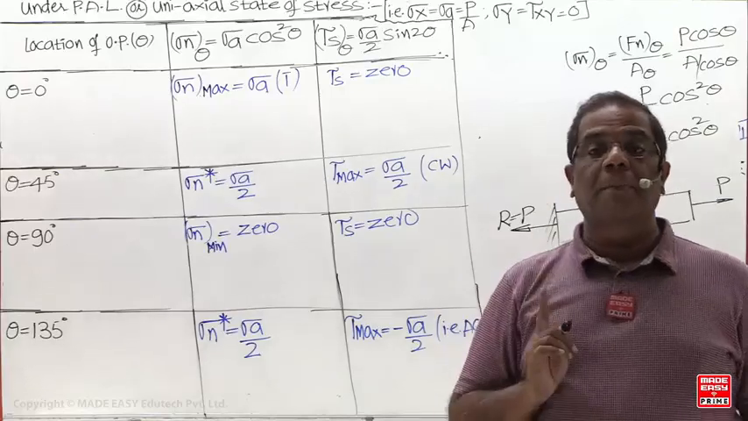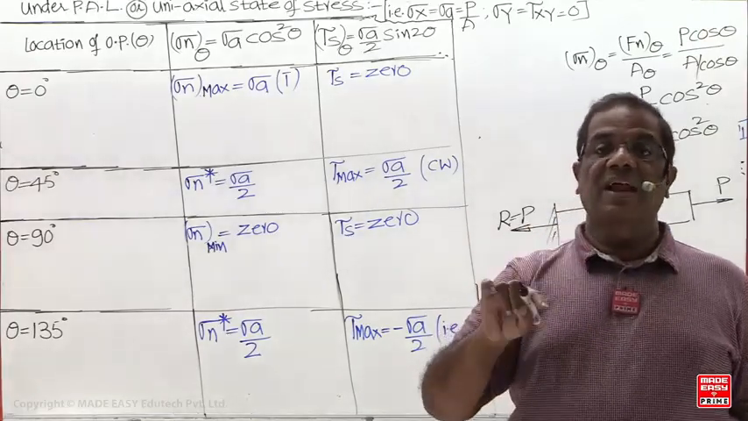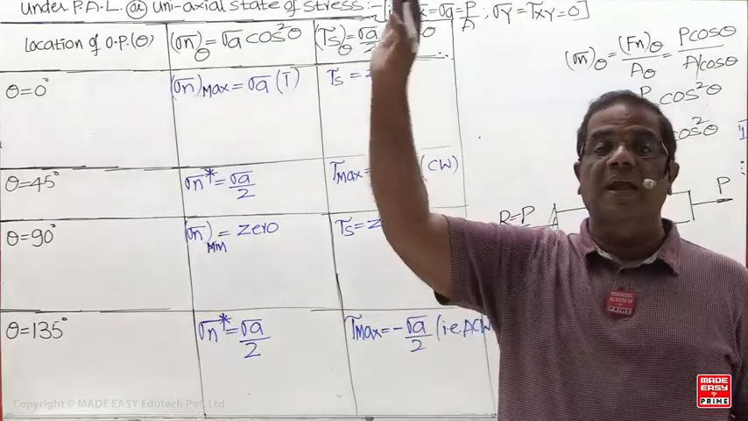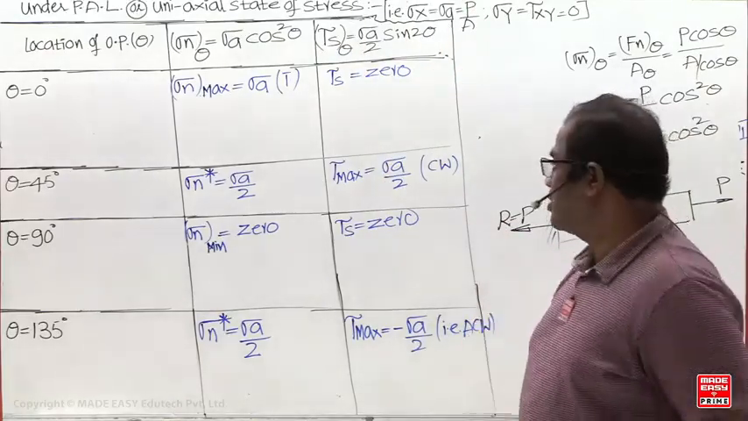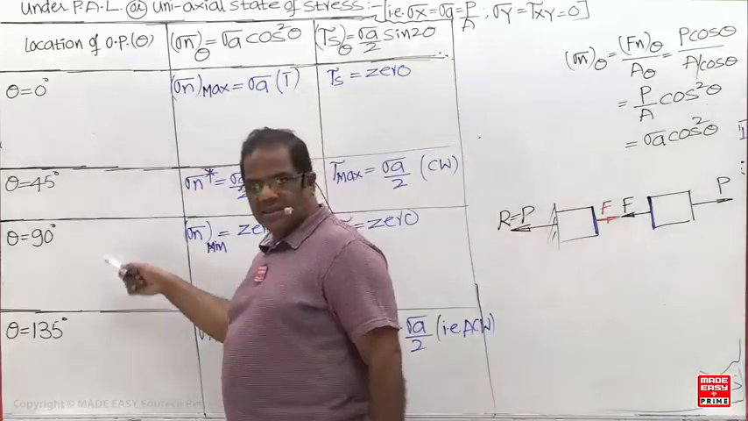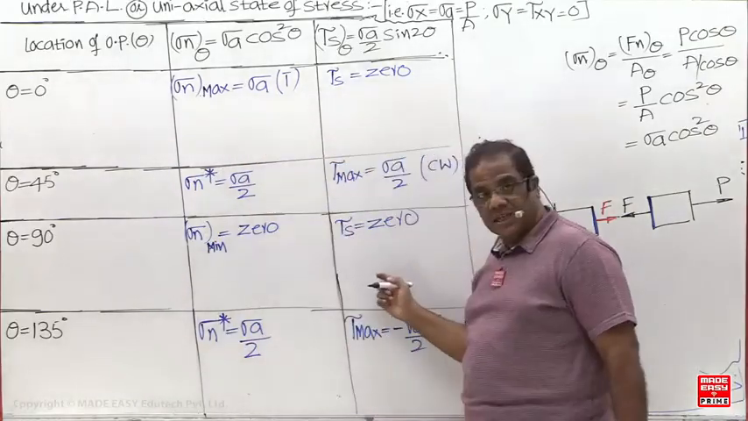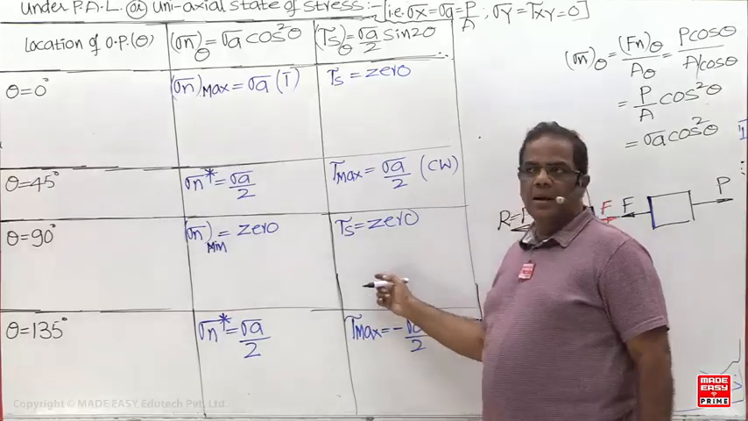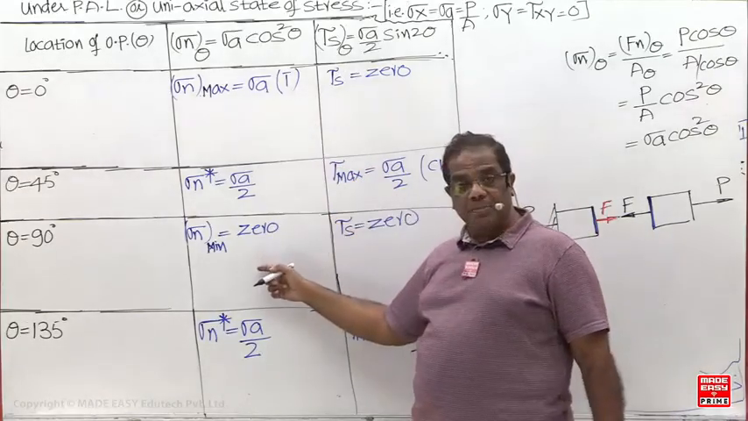Those planes are called the principal planes. And vice versa, whenever shear stress is 0, normal stress is going to be either maximum or minimum. That's why these 2 planes are called the principal planes. But what is the difference in these 2 planes? On these 2 planes, shear stress is 0, so they are principal planes. But on this plane, normal stress becomes maximum. On this plane, normal stress becomes minimum.